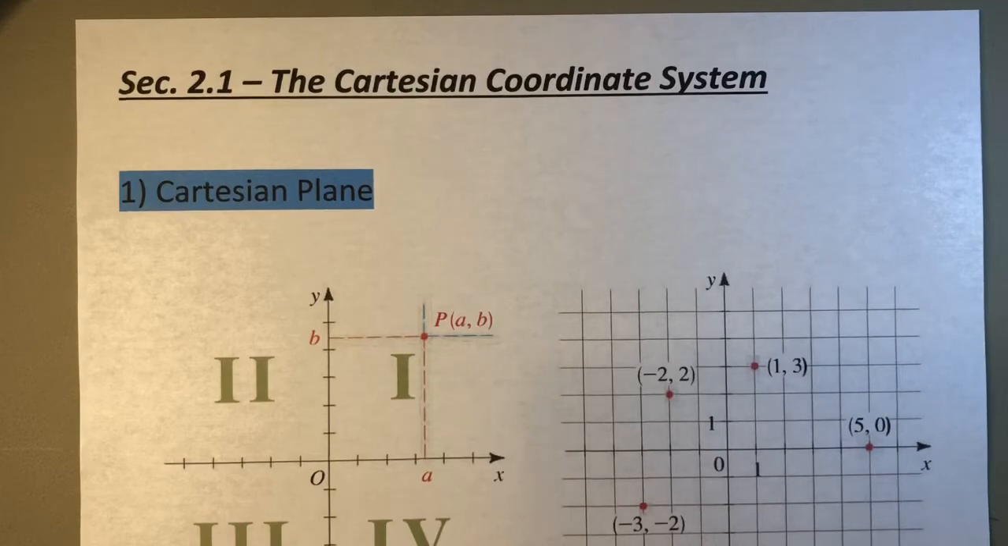Hello, welcome to Chapter 2, Functions and Their Graphs. We're going to begin by looking at Section 2.1, the Cartesian Coordinate System.